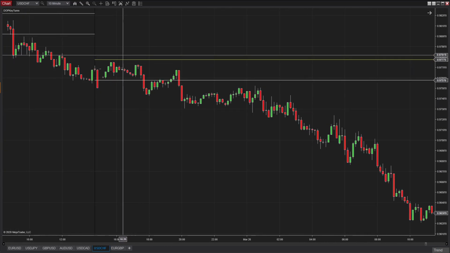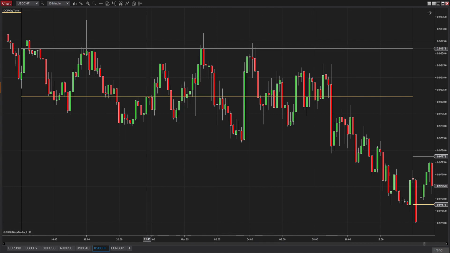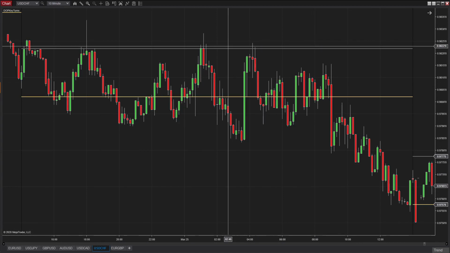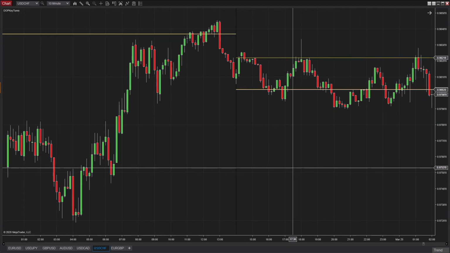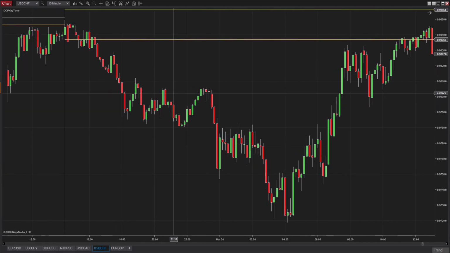We're looking for shorts below here. Big, hundreds of pips on that. Looking for shorts as long as we don't get up above here. They try a few times, and they end up selling off at the end of the session there.